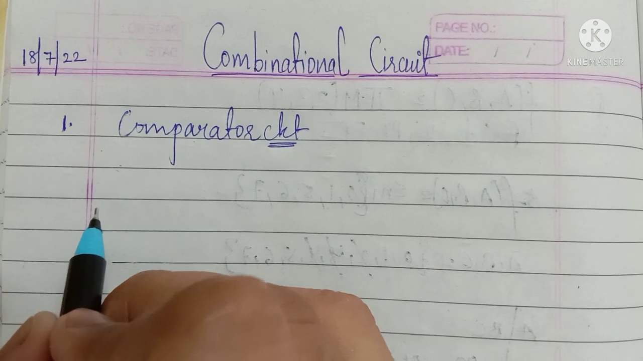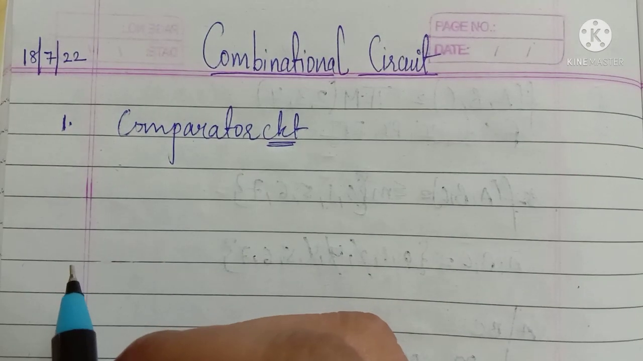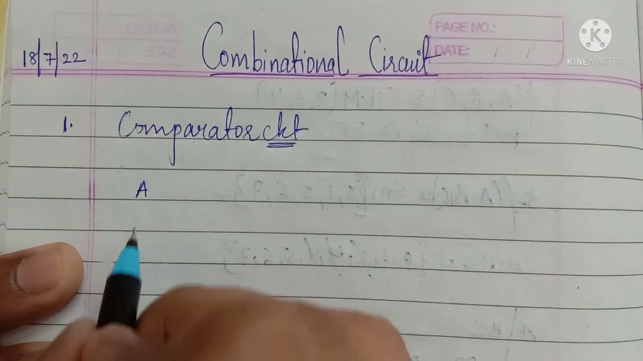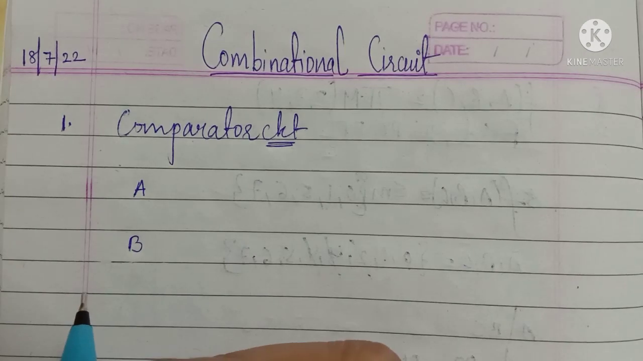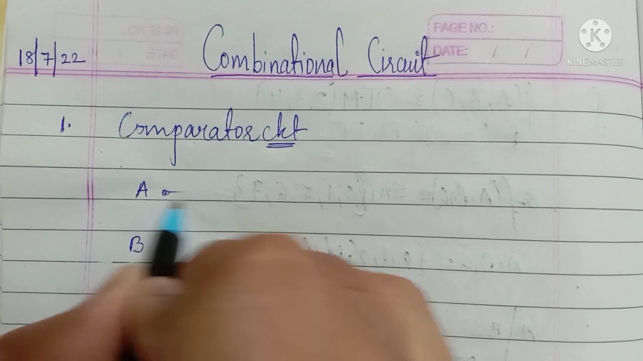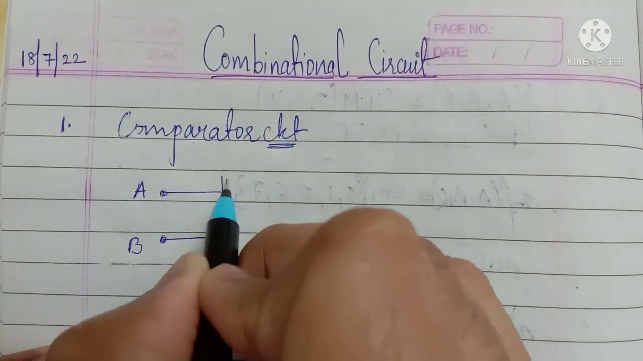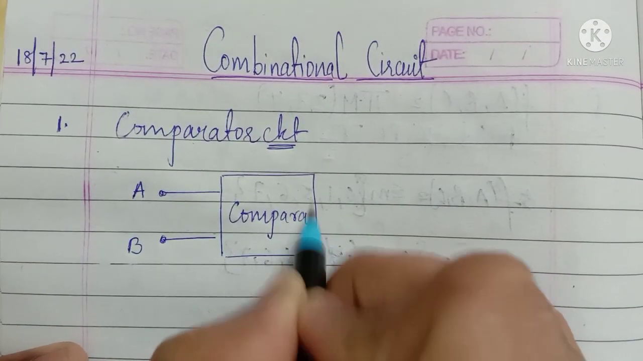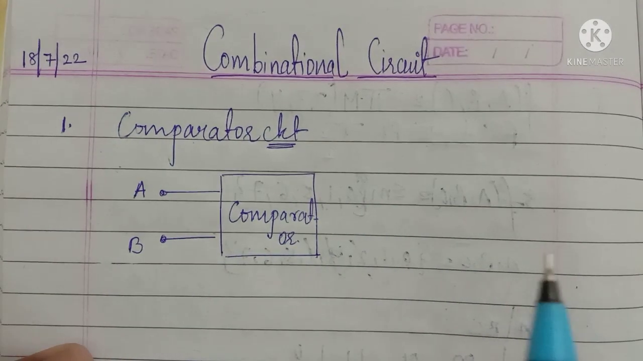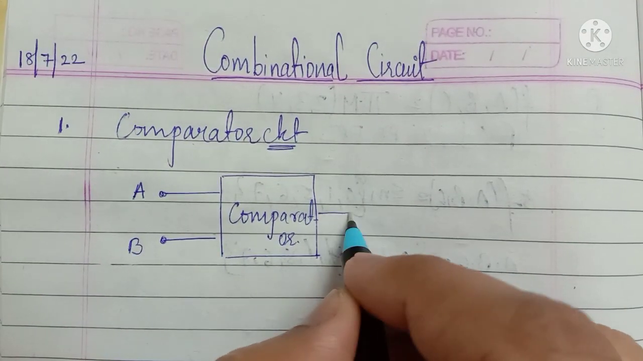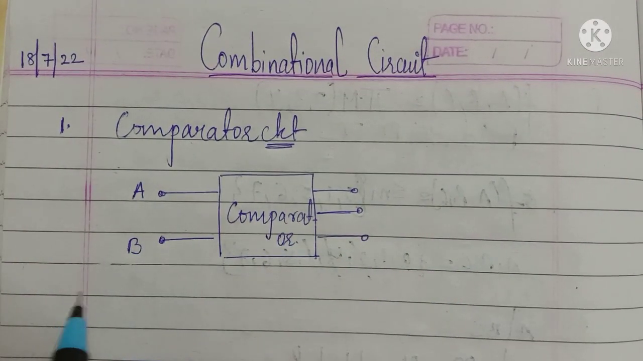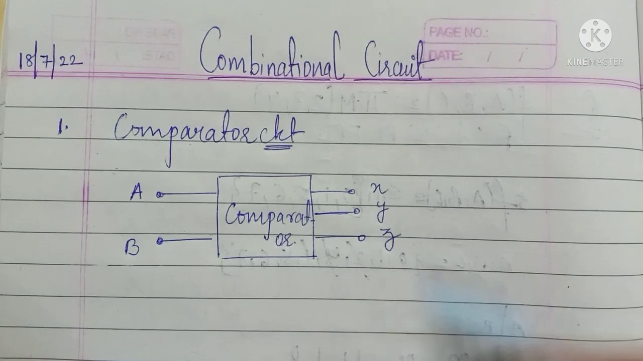In a comparator circuit, we compare two numbers. Suppose I take one number A and another number B. Each of A and B is of 1 bit only. Suppose these two inputs are applied to a circuit, that is, a comparator circuit. From this we will get three outputs. Suppose the first output is X, the next is Y, and this one is Z.